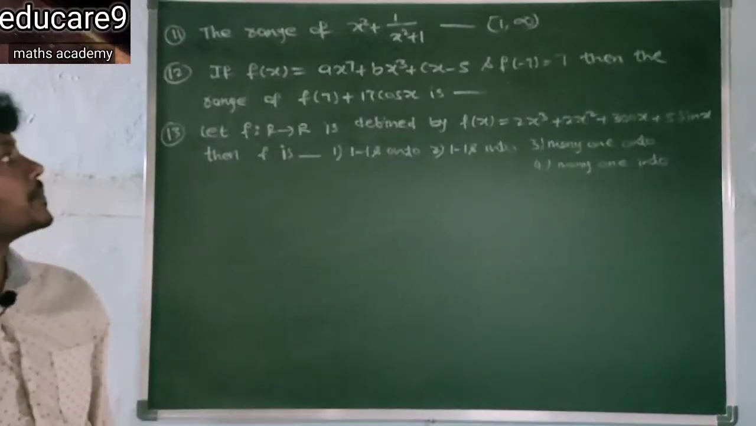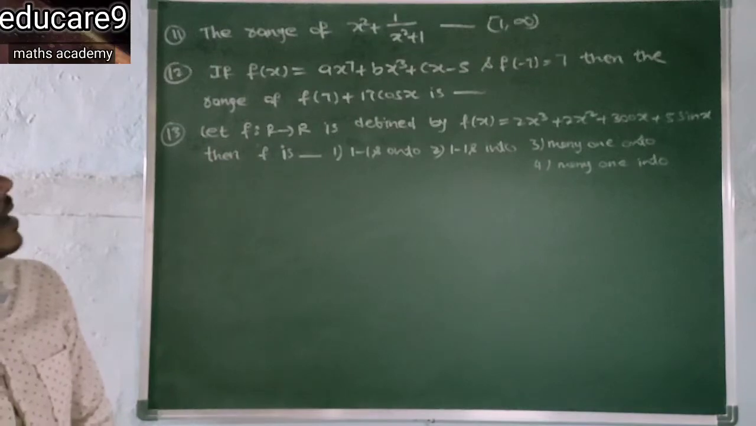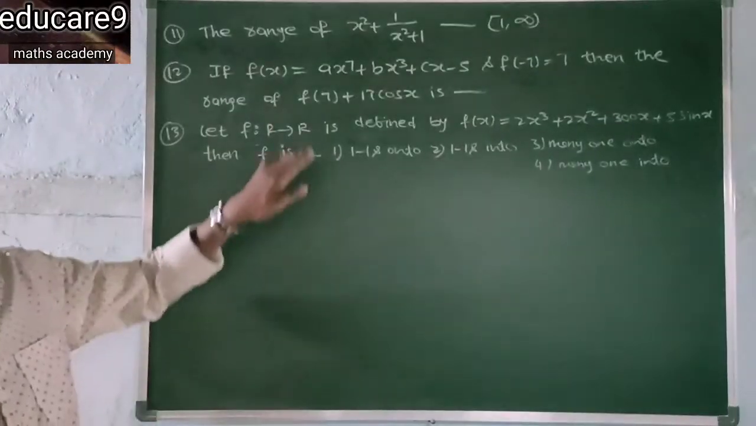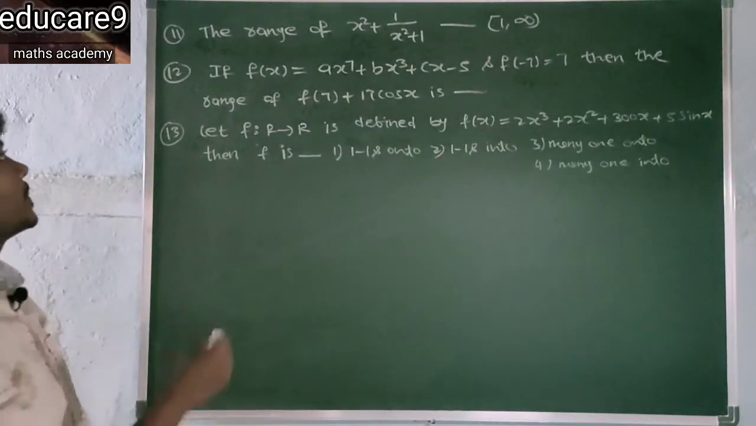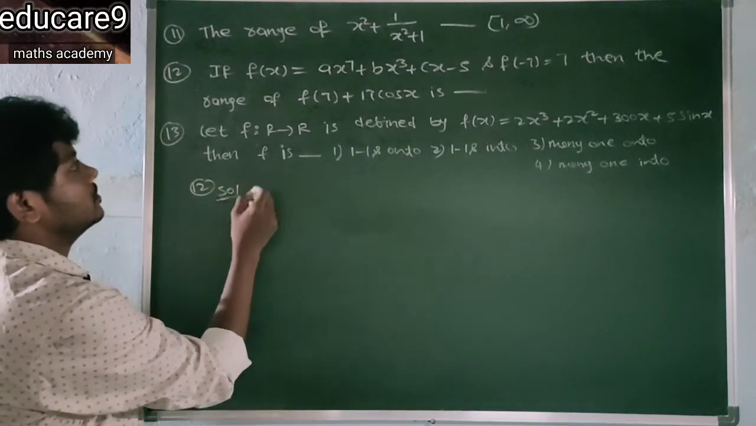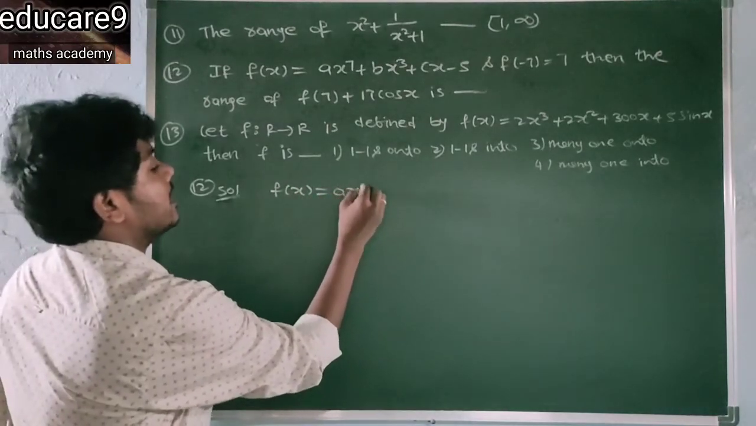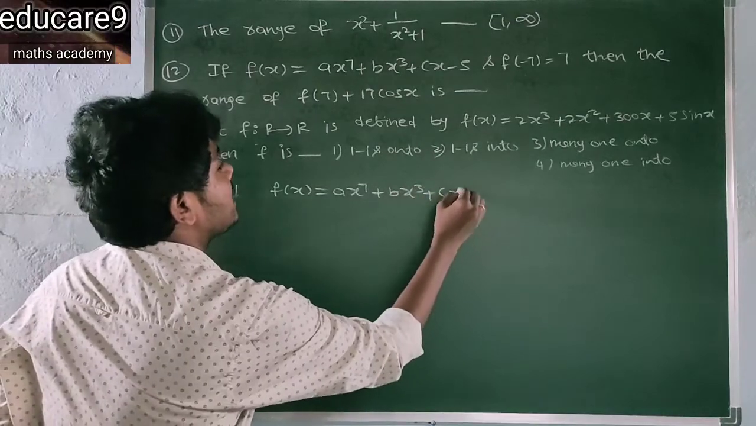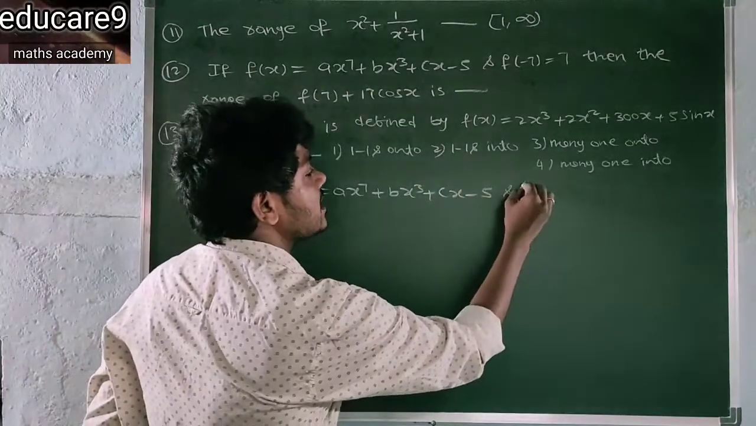Okay. Now next one, f of x is given and f of minus 7 is 7, then the range of f of 7 plus 17 cos x. Okay. So 12th solution, f of x is equal to ax to the power of 7 plus bx cube plus cx minus 5. And f of minus 7 is what?